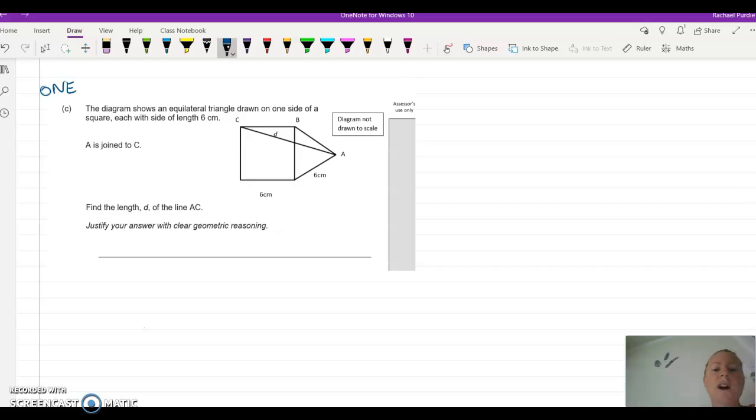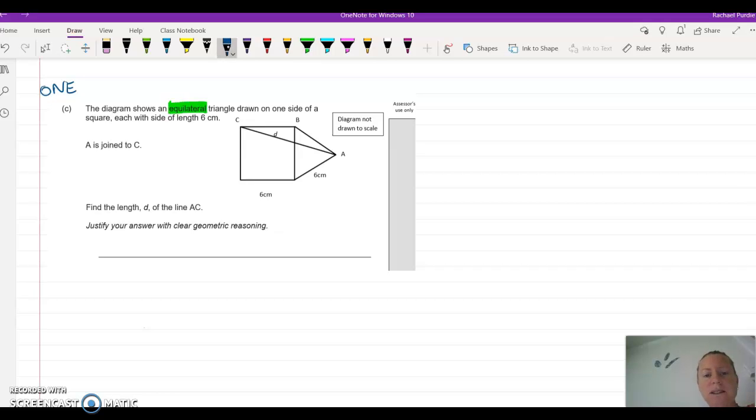We've got this equilateral triangle that's been drawn on one side of a square. So, of course, this is not a 3D kind of question. It's just been drawn on one side of a square. So that's kind of good to know. This is just two-dimensional.